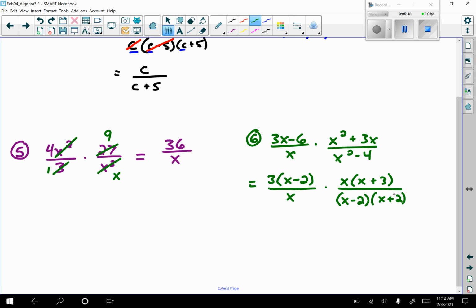Again, I don't have to state restrictions, so we just go to crossing out. So I know I can cross out this x with this x, and this x minus 2 with this x minus 2. So we are left up top with 3 times the quantity x plus 3 over x plus 2.